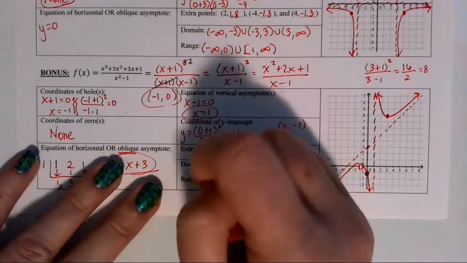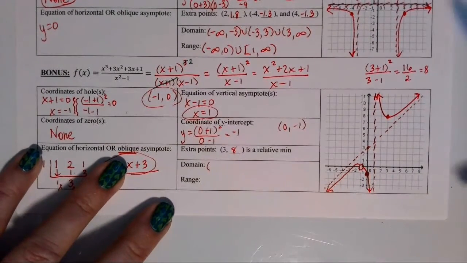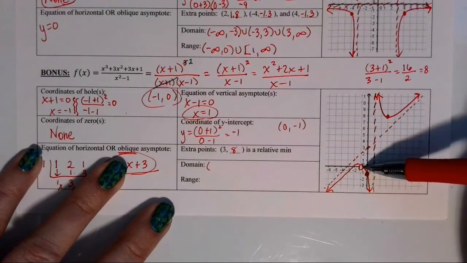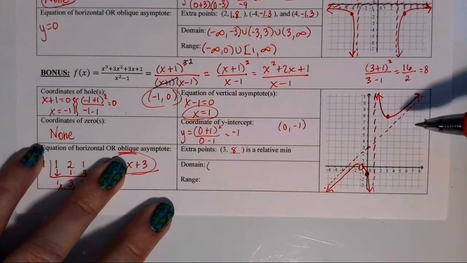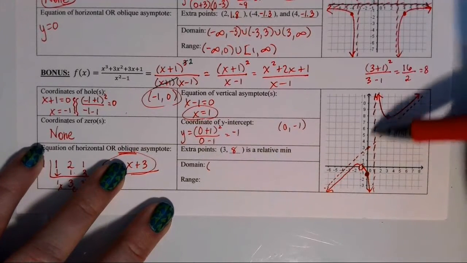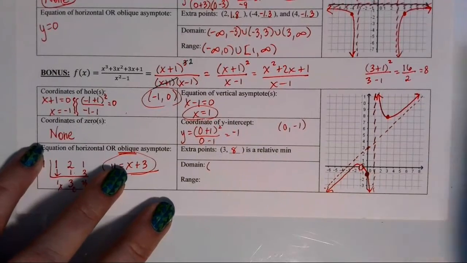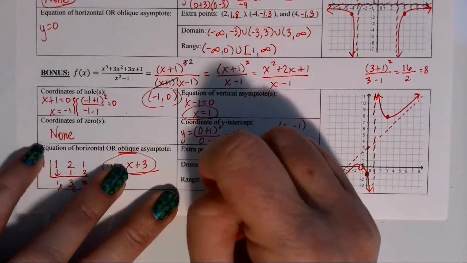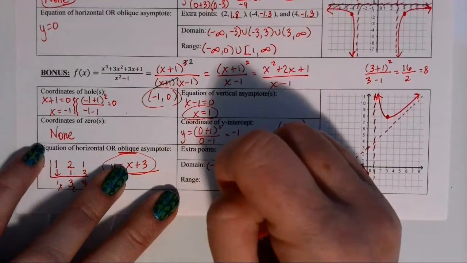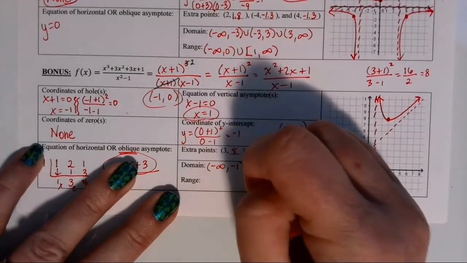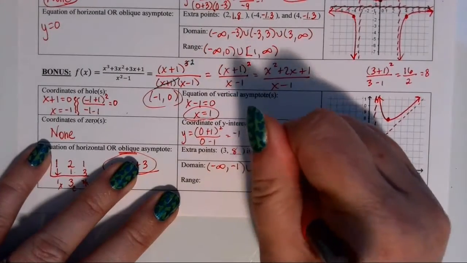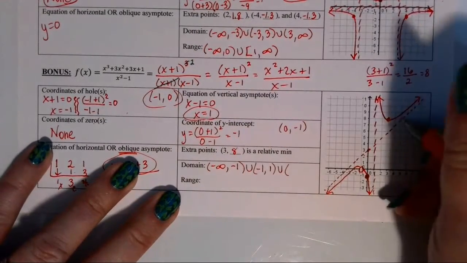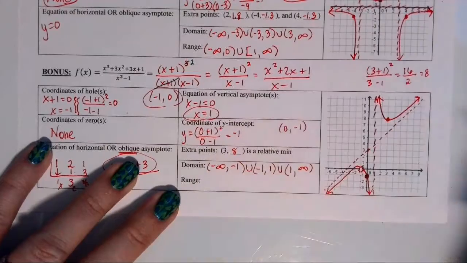Okay, the domain is being impacted by this hole here at -1, and also by this vertical asymptote at +1. So the domain is going from -infinity to -1 for the hole, union -1, and then scooting over here to that asymptote at 1, union, and then other side of the asymptote 1 to infinity.